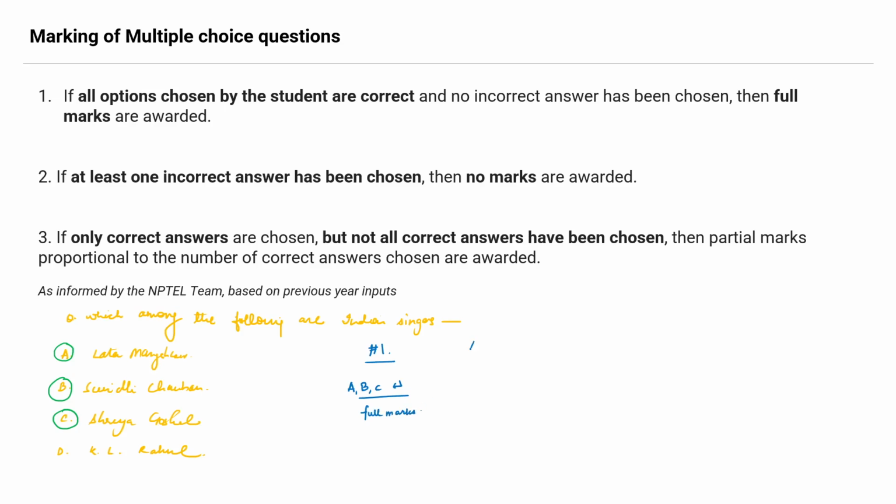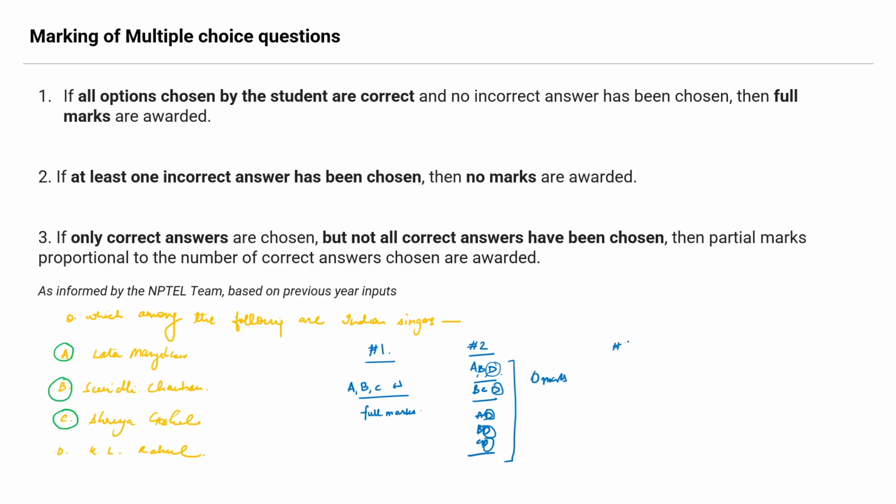Let's take option two. If at least one incorrect answer has been chosen, then no marks. Which means that if I select A, B, and D, or B, C, and D, or A and D, B and D, or C and D, since I've selected D, which is not the correct answer, I'll not get any marks, 0 marks.